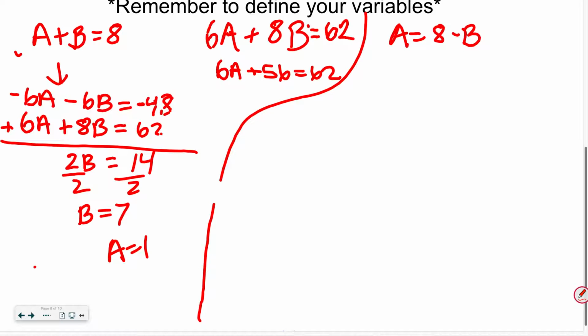So pretend like we didn't already solve this. We don't know anything. We're trying to do the substitution right now. So we already rearranged and solved for A. So we have A equals 8 minus B, and then we have this equation. What can we do to solve? Okay, so what would that look like?